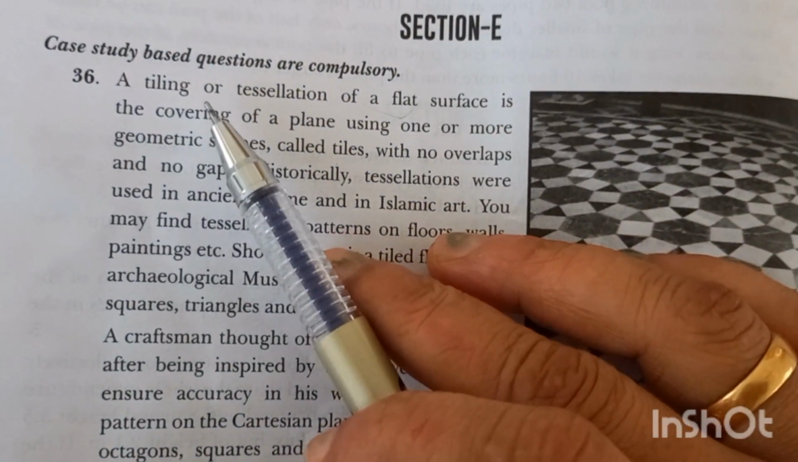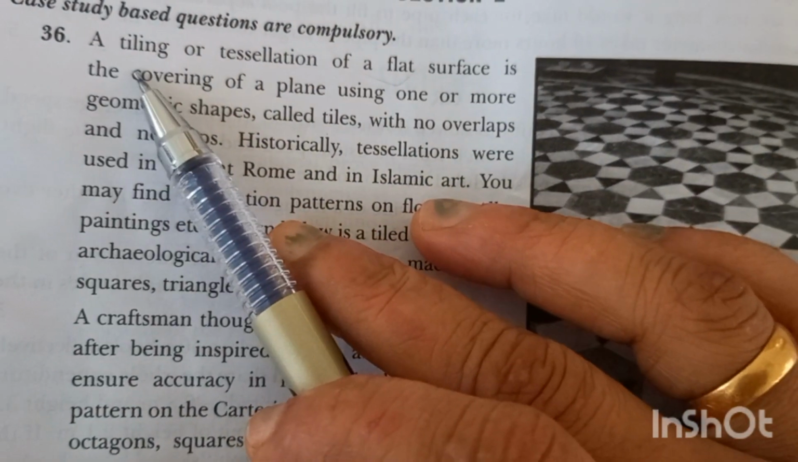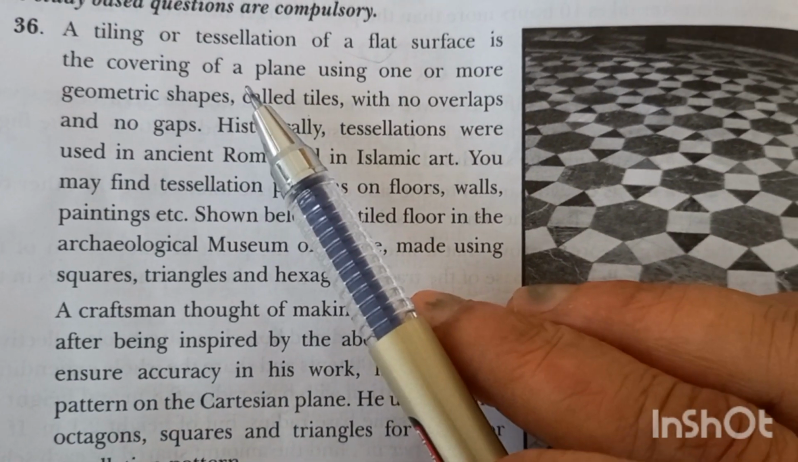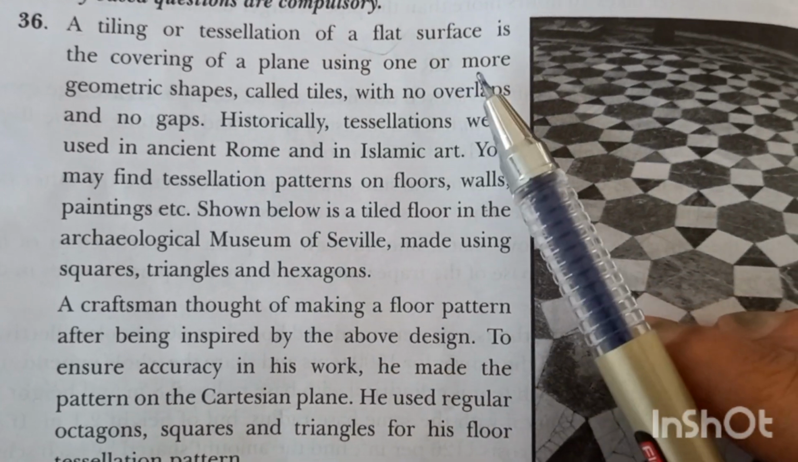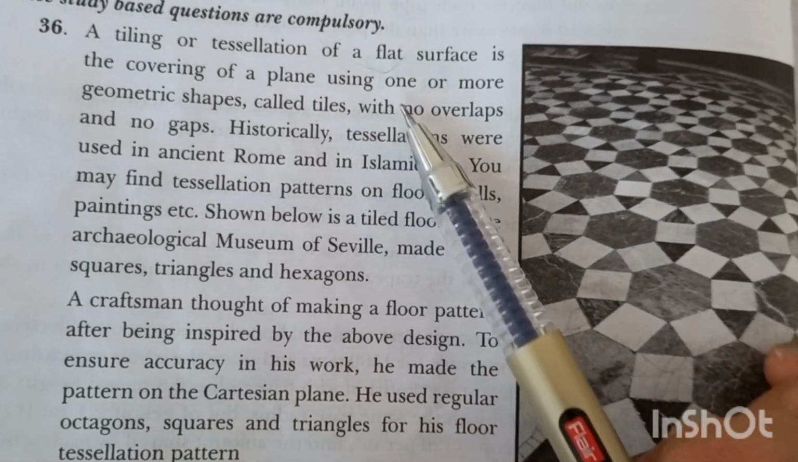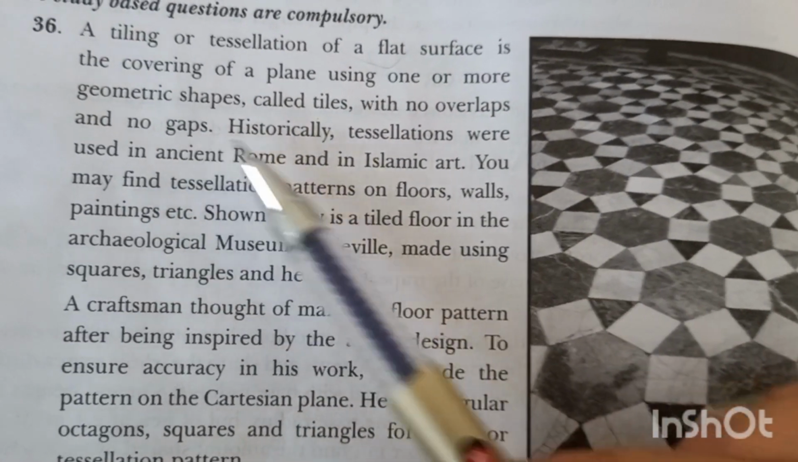Section A case study based questions are compulsory. 36. A tiling or tessellation of a flat surface is the covering of a plane using one or more geometric shapes called tiles, with no overlaps and no gaps.